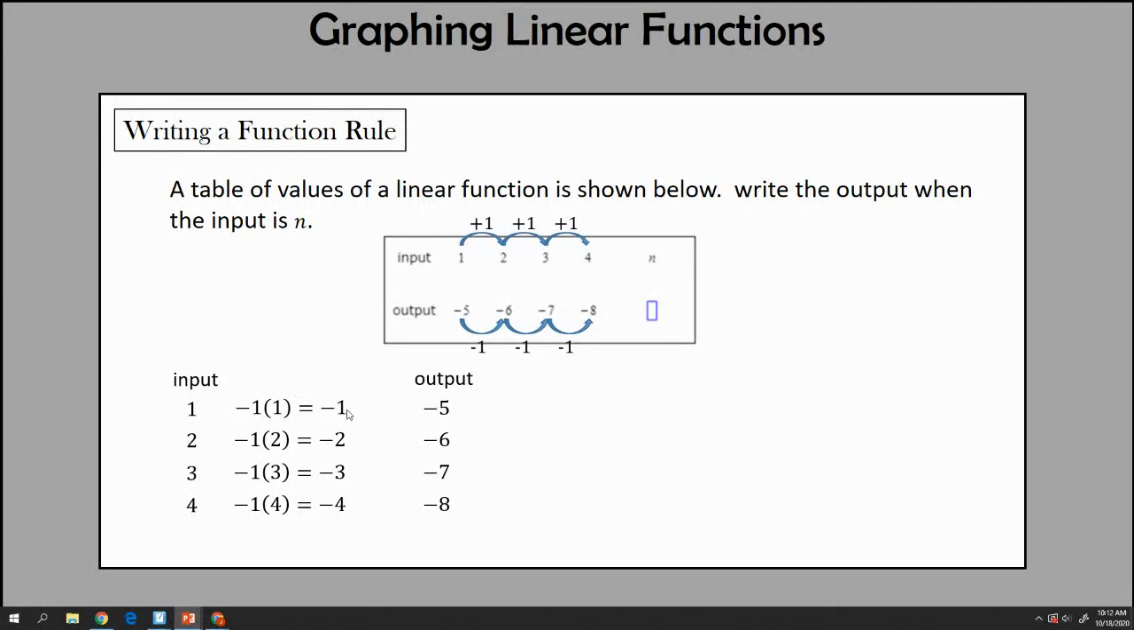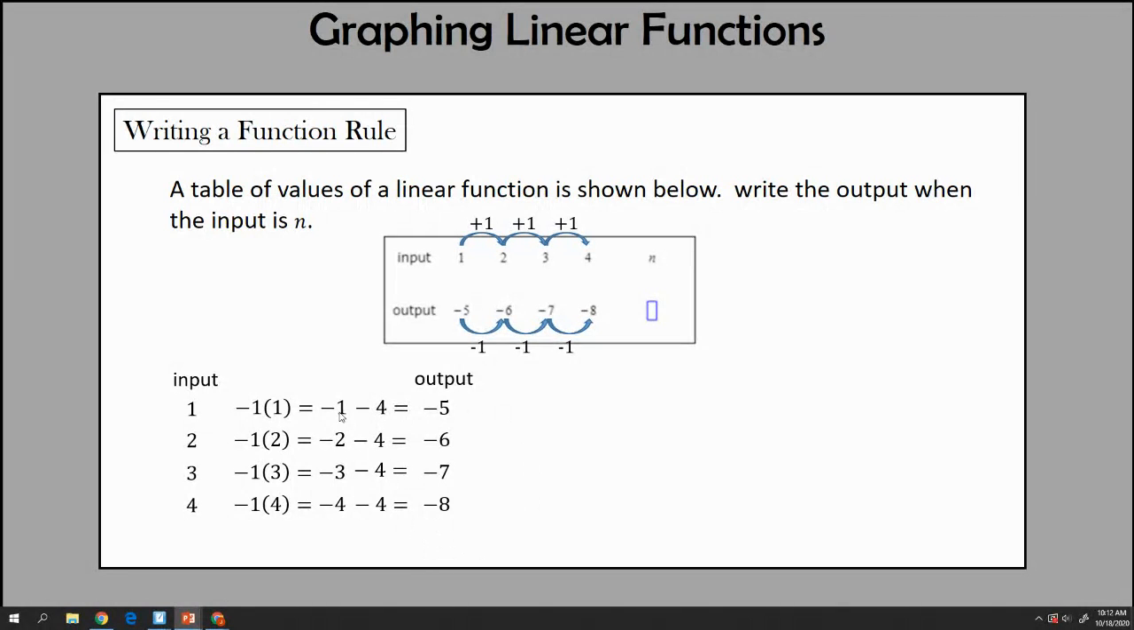Now, am I consistently now subtracting or adding a number to go from the given answer to the new answer? Well, -1 minus 4 is -5. -2 minus 4 is -6. -3 minus 4 is -7. -4 minus 4 is -8. So by subtracting 4 after we multiply by -1, I get the outputs they're asking us for.